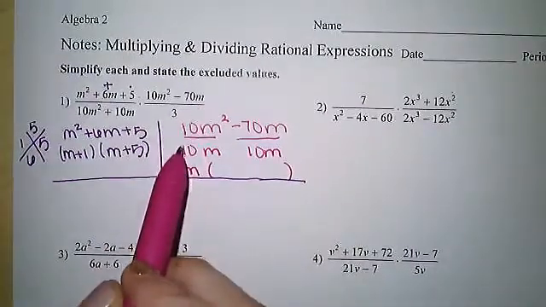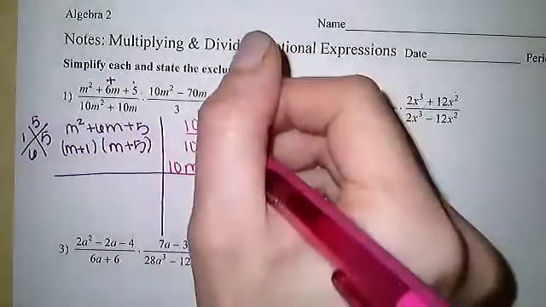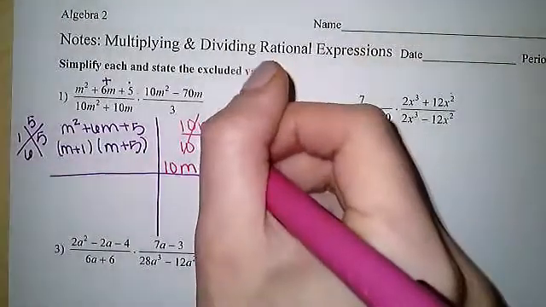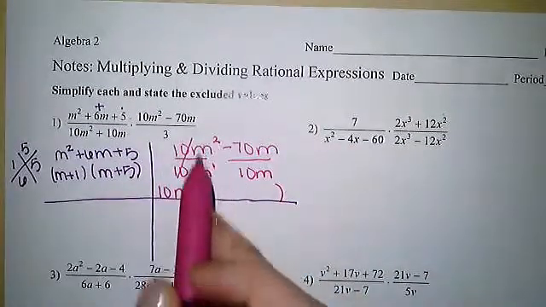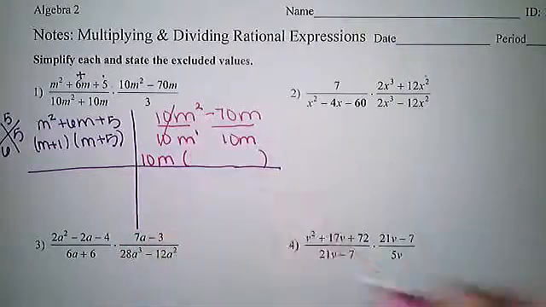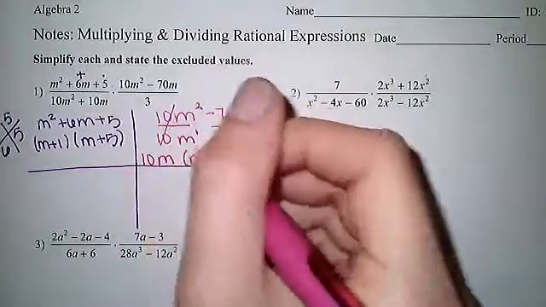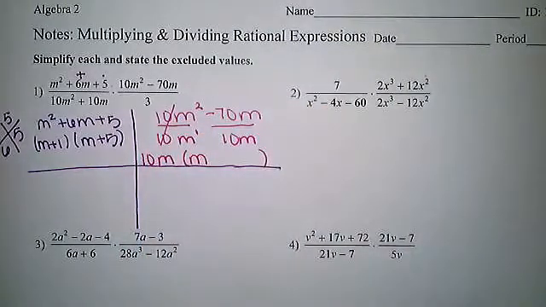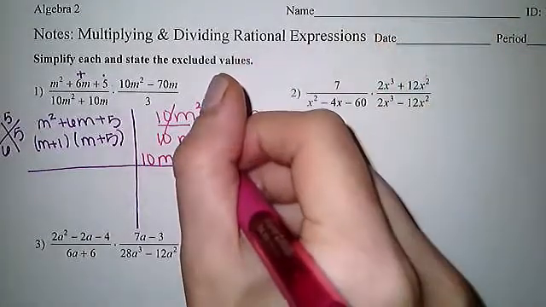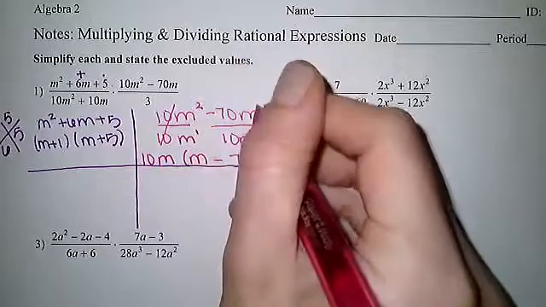And then I got 10 divided by 10, which cancels out. You could put an invisible 1. But since you also have m squared over m, that means you have an extra m on top. You don't really have to put the 1. And then we have negative 70 divided by 10. So that is negative 7, and the m's cancel.